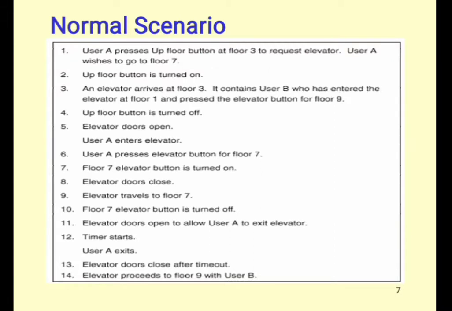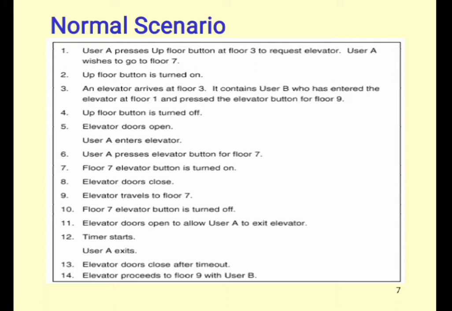The up floor button is turned on and the elevator arrives at floor 3. It contains user B, who has entered the elevator at floor 1 and pressed the elevator button for floor 9. The floor button is turned off, the elevator doors open and user A enters the elevator. User A presses the elevator button for floor 7. The floor 7 elevator button is turned on, the elevator door is closed and afterwards it travels to floor 7.